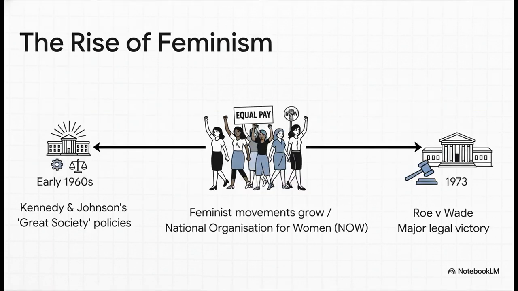And at the exact same time, another massive movement for equality was building up steam: feminism. So many women felt trapped by this post-war ideal of being the perfect suburban housewife. Inspired by the civil rights struggle, groups like the National Organization for Women, or NOW, began campaigning for things like equal pay and an end to discrimination. This movement, happening while President Johnson was pushing his Great Society programs, scored a massive legal victory in 1973 with the Roe v. Wade Supreme Court decision.